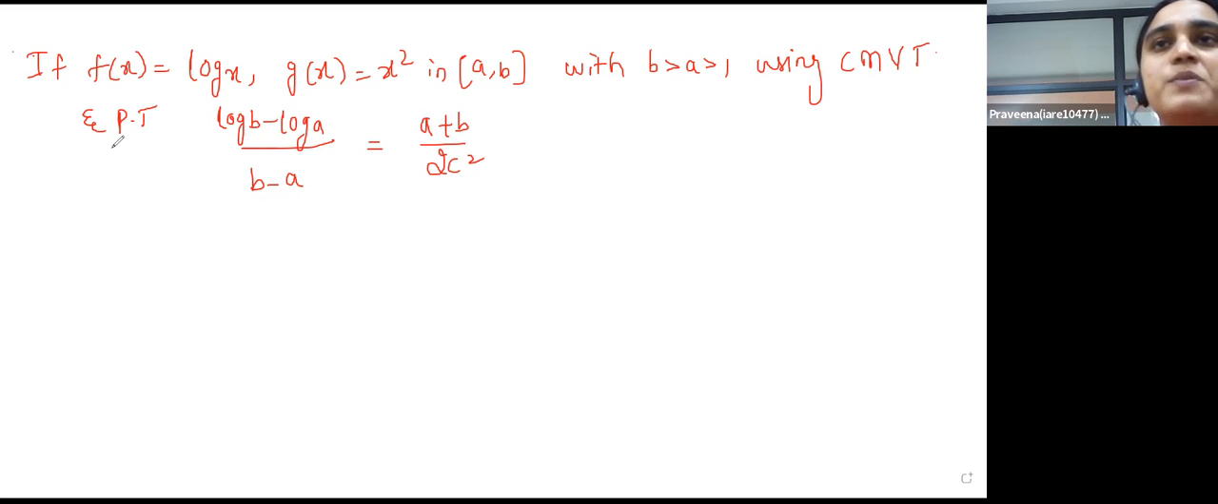Prove that log b minus log a by b minus a is equal to a plus b by 2c square. Okay, note down all of you. Just do that homework, and from the next class onwards I'll start the question bank questions. If all are copied, I'll end the session.